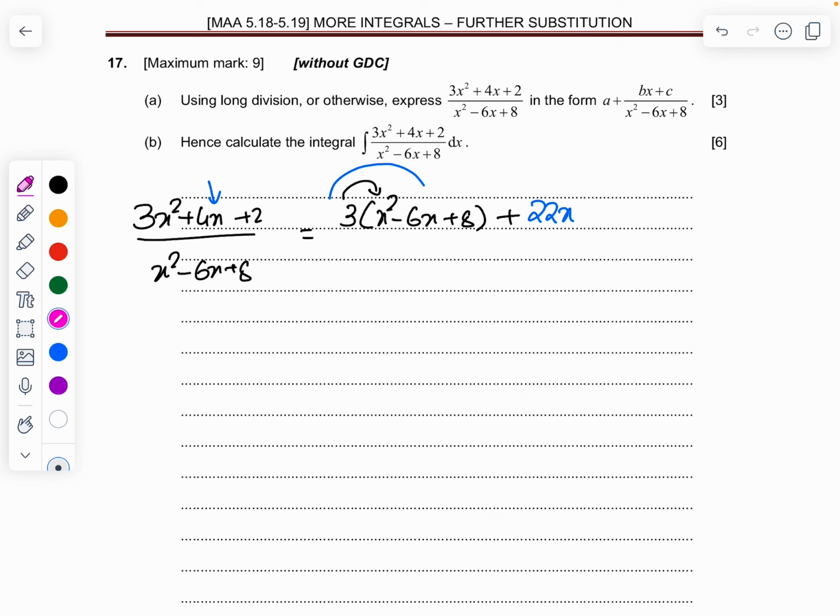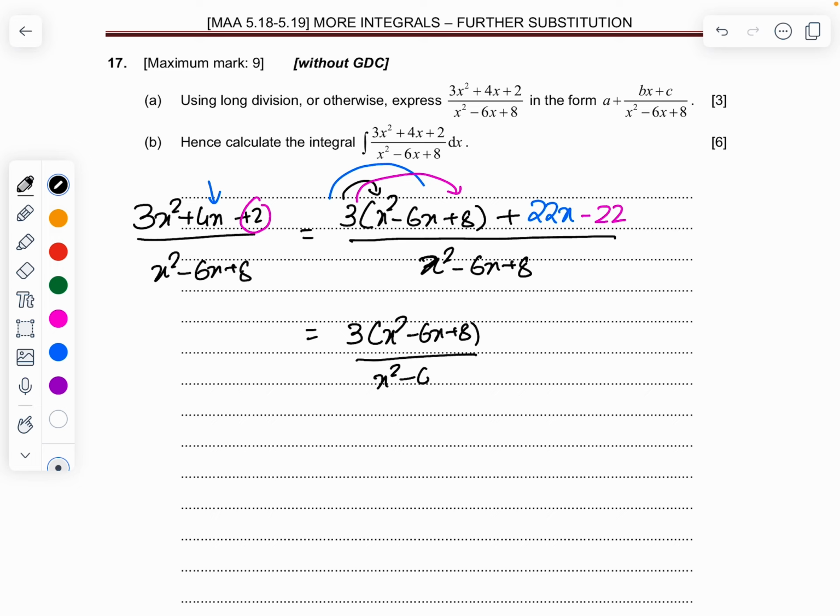Next is 3 times 8 is 24, but I want 2. 24, I am writing 24, but I want 2. So I subtract 22. 24 minus 22 divided by x square minus 6x plus 8. Now separate this as a fraction. 3 times (x square minus 6x plus 8) divided by (x square minus 6x plus 8) plus (22x minus 22) divided by (x square minus 6x plus 8).